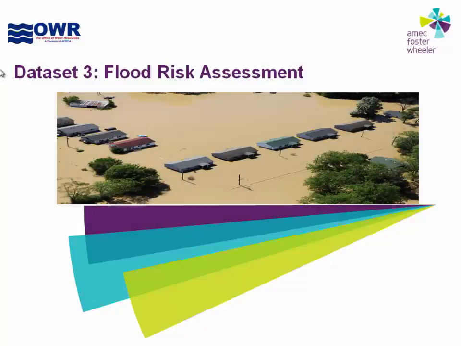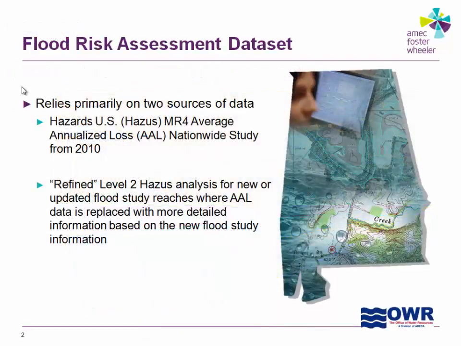In our third dataset here, we're going to focus on flood risk assessment. This will be the portion where we use table data to link it with the GIS spatial layers we've already gone over, to give actual dollar amount losses to go with the flood events. And this assessment is going to rely primarily on 2 different sources of data.